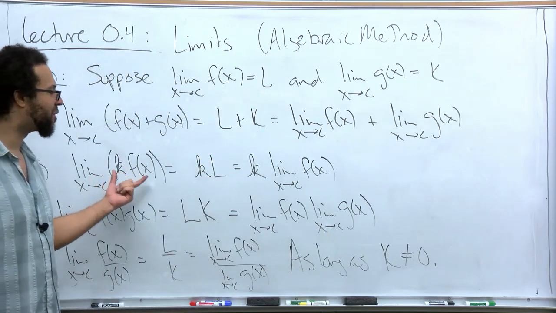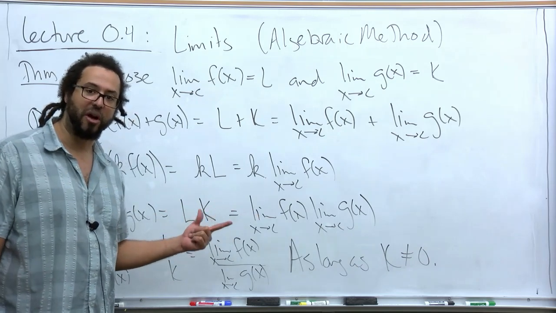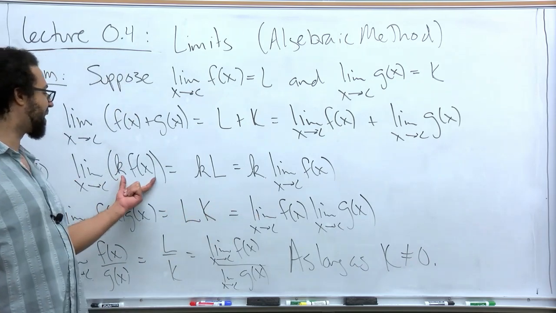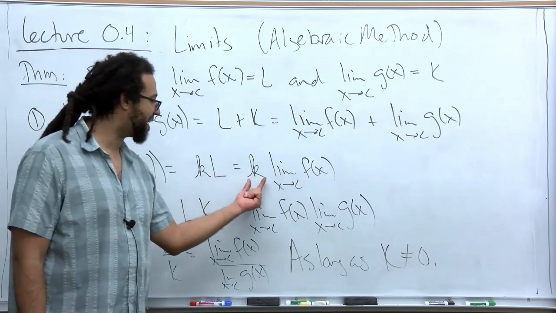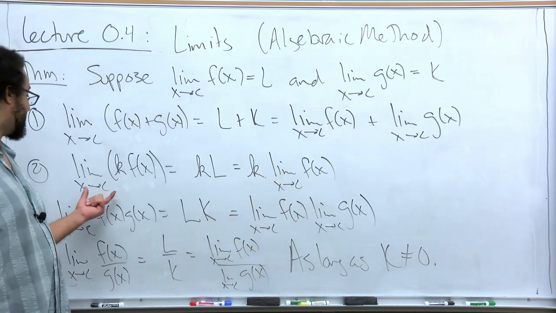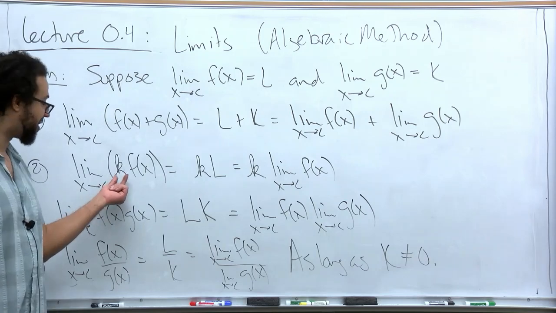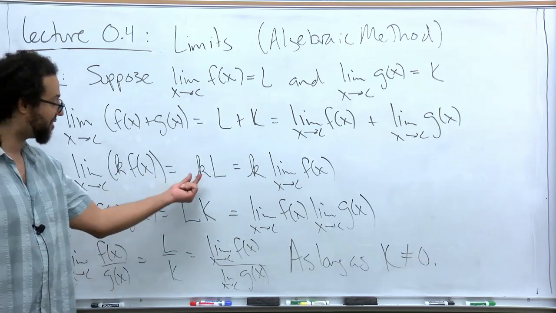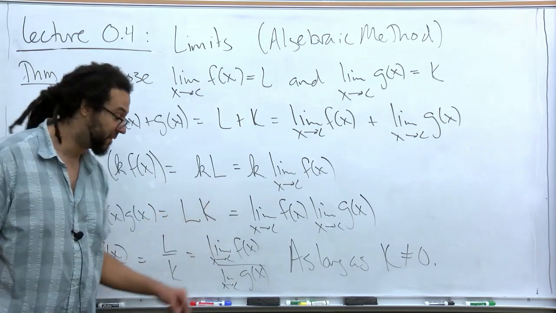Limits behave well with respect to constant multiples. In other words, the limit of the constant multiple is the same thing as the constant multiple times the limit. So the limit as x approaches c of k f is just k times L.